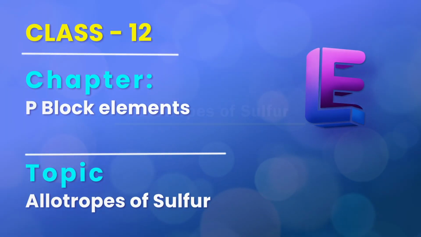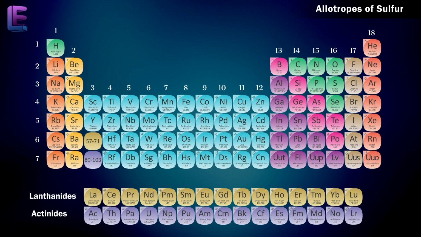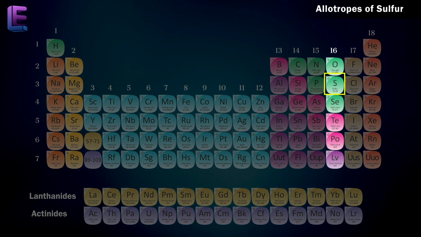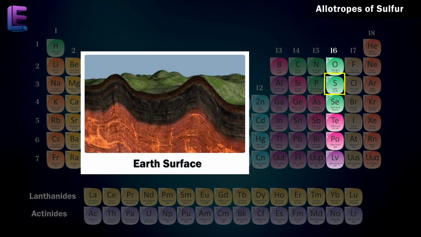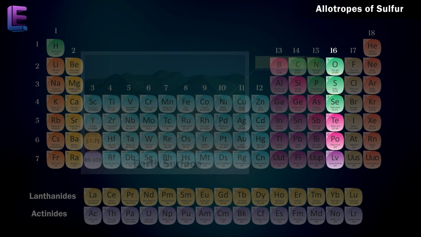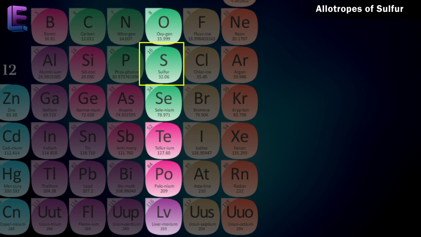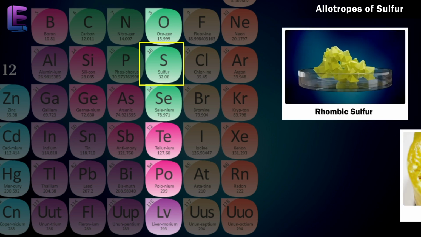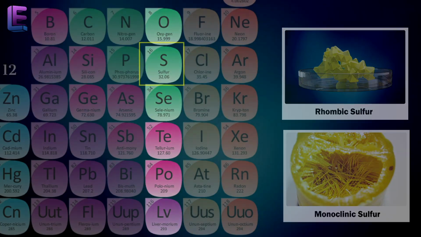Allotropes of sulfur. Sulfur appears in the 16th group on the periodic table. The Earth's surface contains 0.17% sulfur. Sulfur forms numerous allotropes, of which the yellow rhombic and monoclinic forms are the most important.